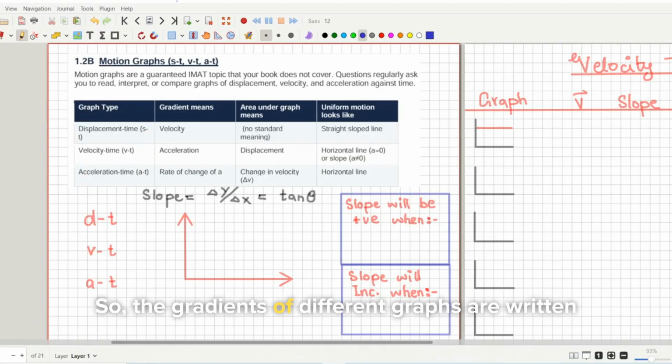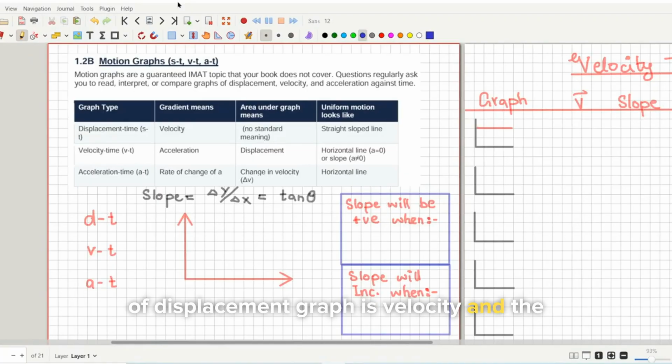So the gradients of different graphs are written in front of you. You need to memorize them, but I will give you a shortcut to memorize all of these graphs. But first of all, let's study the table in front of you. The gradient of the displacement time graph is velocity, the gradient for the velocity time graph is acceleration, and the gradient for the acceleration time graph is nothing, it is rate of change. The reason is we will discuss in our next topic.